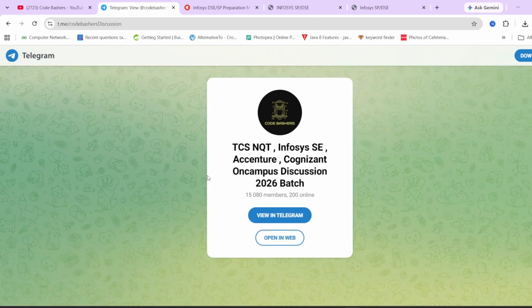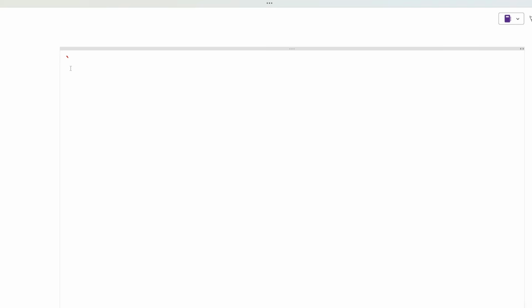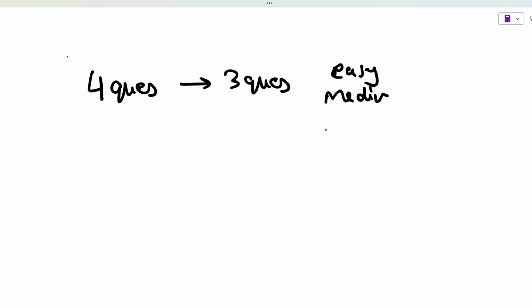Okay, so guys, let's quickly first discuss the exam pattern of the Infosys SP DSE exam. The exam pattern is straightforward. You will be given 4 questions to attempt. Out of these 4 questions, you will only have to attempt 3 questions. Now, what will be the category of these 4 questions? One will be easy, one will be medium, one will be hard, and one will be complex.